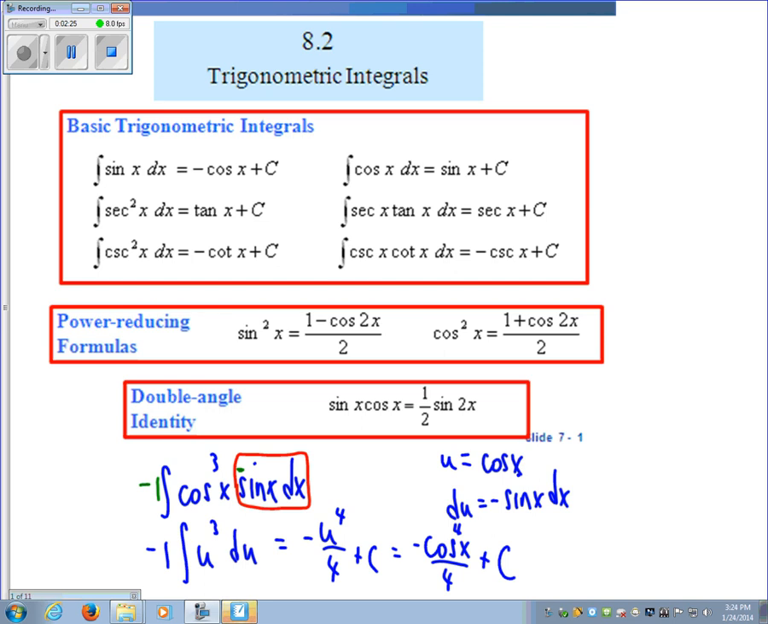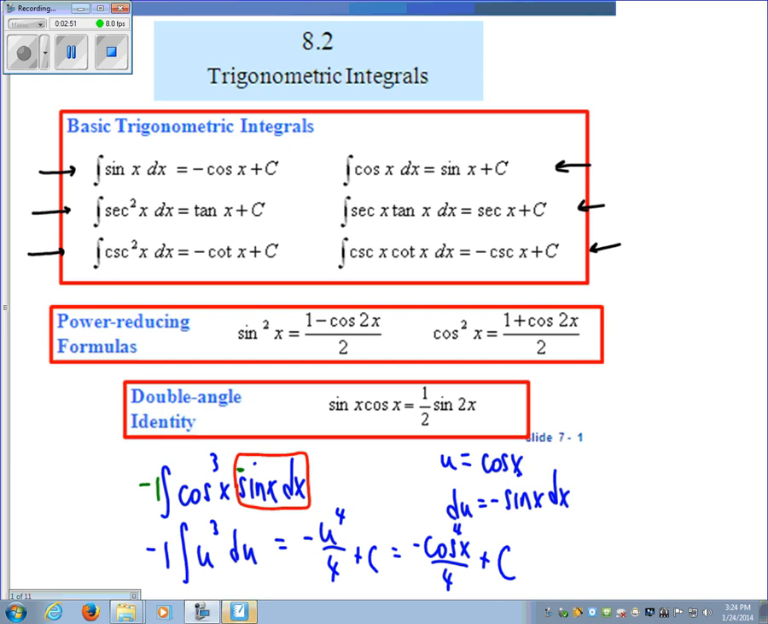Okay, so now these are our basic integrals. We had the integral of sine of x is negative cosine of x plus c. Secant squared is just tangent. The integral of cosecant squared is negative cotangent. The integral of cosine is going to be just sine. The integral of secant tangent will be secant, and the integral of cosecant cotangent will be minus cosecant. So those are your basic integrals.